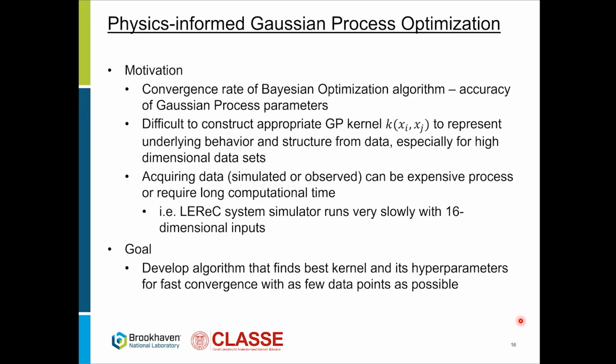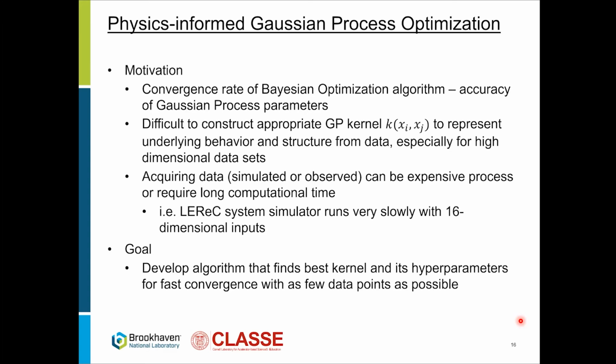Okay, next slide. So here are some motivations for the physics-informed Gaussian process optimization. As we said before, we would like to have an improved convergence rate for the Bayesian optimization algorithm, and that is very dependent on the accuracy of the Gaussian process parameters. However, it's very difficult to construct the appropriate GP kernels that represent all the underlying behavior or structure from the data, especially if you have very high-dimensional data sets. The second point is that acquiring data, both simulated or observed, can be a very expensive process, or it requires a very long computational time.